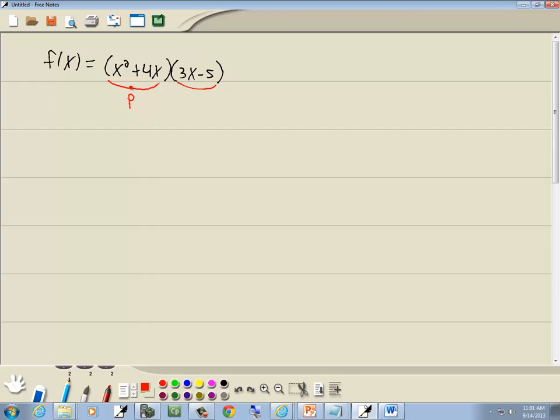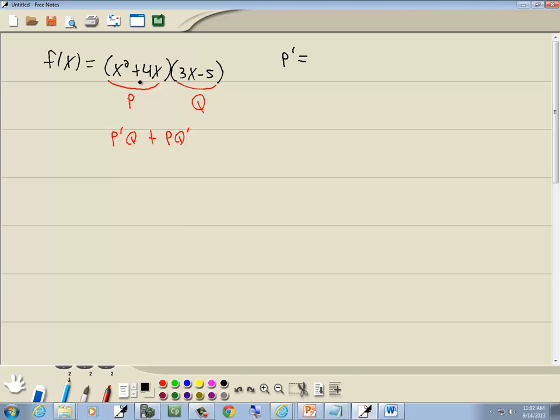So I'll label this first factor as P, and I'll label the second factor as Q. Now our formula is P prime Q plus P Q prime. Well, we have the P and Q, but we don't have P prime and Q prime, so let's find that.